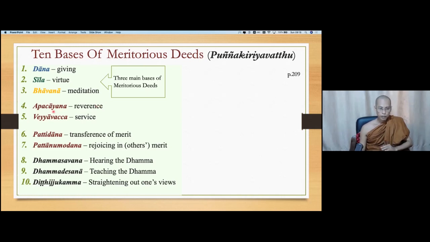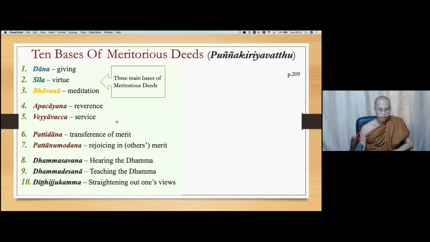Then the fourth one, apachayana, reverence. This reverence is giving respect to others, or to the community, or to elders. So to the monks or to the Buddha, all reverence is called apachayana. This is also one of the meritorious deeds.